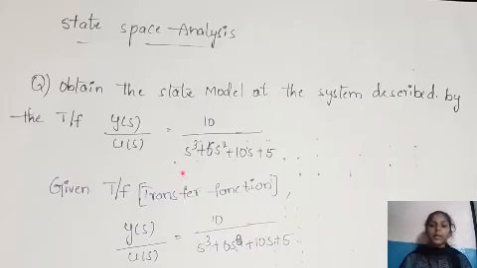So my topic is state space analysis. I take this problem: obtain the state model of the system described by the transfer function. The question is Y(s)/U(s) = 10/(s^3 + 6s^2 + 10s + 5). The given transfer function is Y(s)/U(s) = 10 by s cube plus 6s square plus 10s.